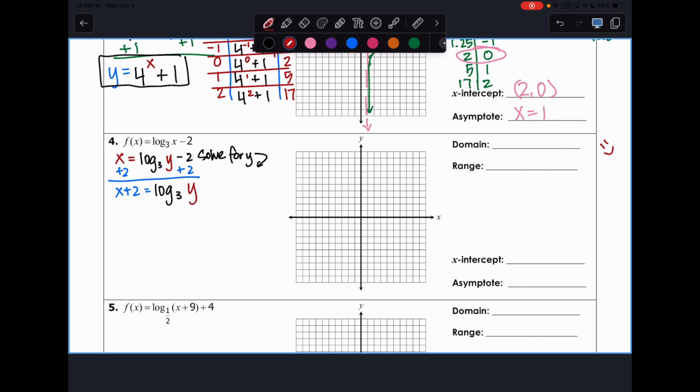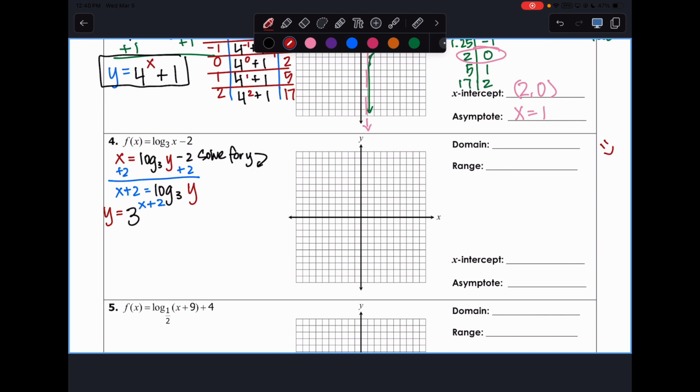How do I get y by itself? What is it? Rewrite it into exponential form. Then you'll get y by itself on one side. Right? So it'd be 3 to the what power? X plus 2. So the whole x plus 2 becomes the exponent of my power. So 3 is going to stay on the bottom. The exponent is going to be x plus 2. What is that going to equal?